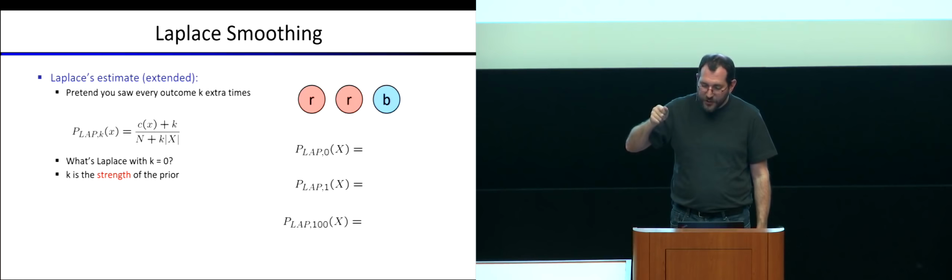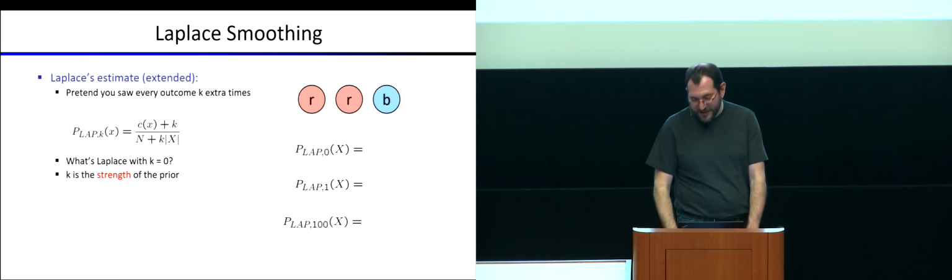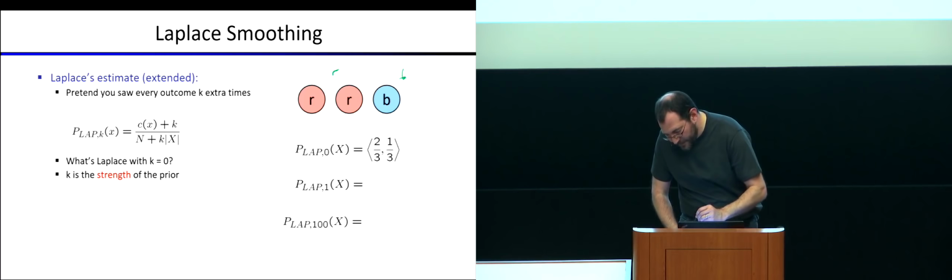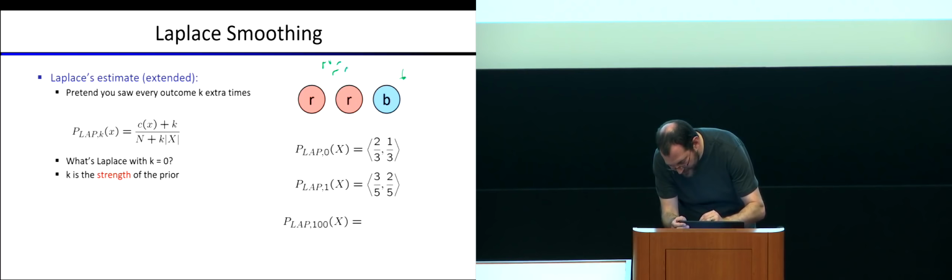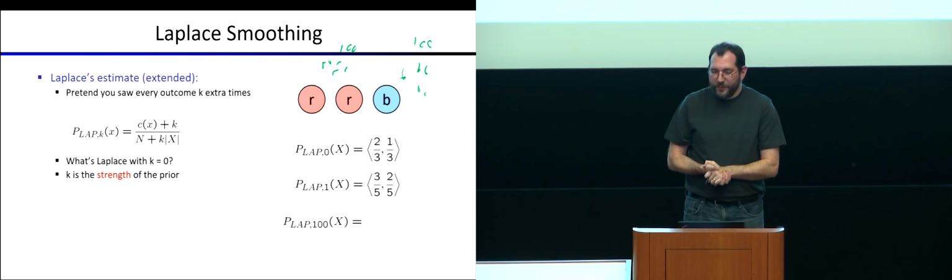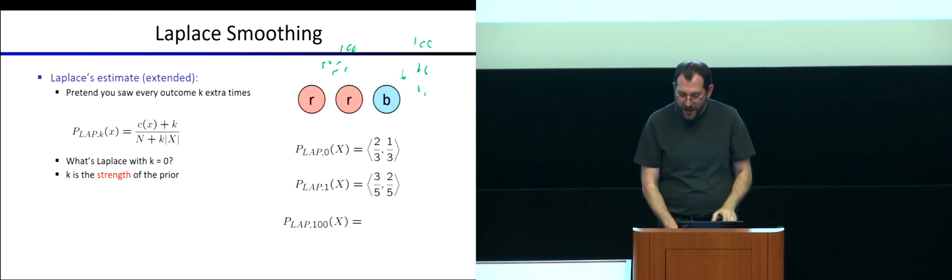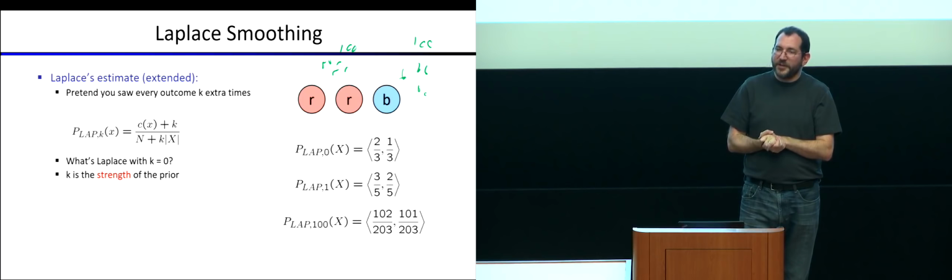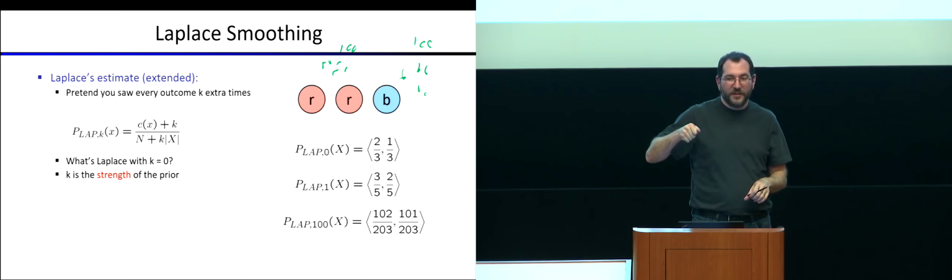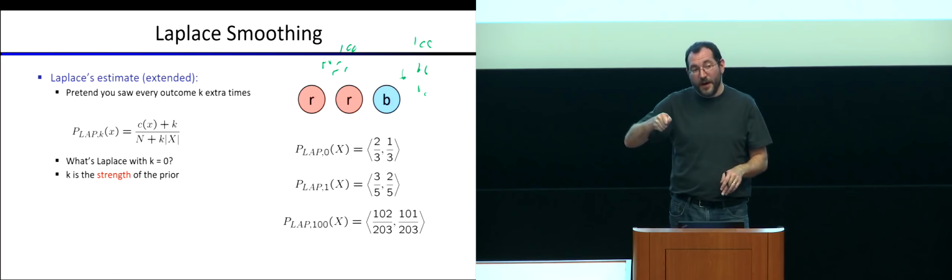And so if I take Laplace's extended method and I add zero, then I just get my two-thirds, one-third estimate from red, red, blue. We know if we add a count of one and we pretend there's one phantom red and one phantom blue, we'll get three-fifths. But if I add 100, there's now 100 of those reds, and there's 100 blues. Now how many reds do I have? Well, I do my computations as if I had 102 reds and 101 blues, and suddenly, even though there are still more reds than blues, in my posterior estimate here, it's pretty close to 50-50. So as I crank up K, I have a stronger prior, and I fit less. If I crank down K, I fit more. And so now I have a dial which can trade off the amount of fitting against generalization.